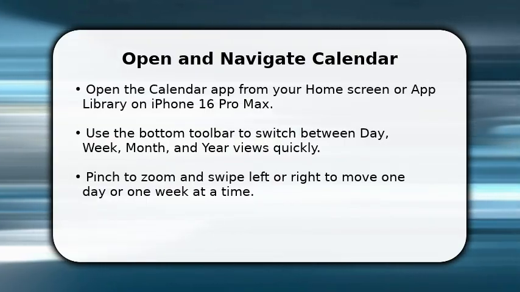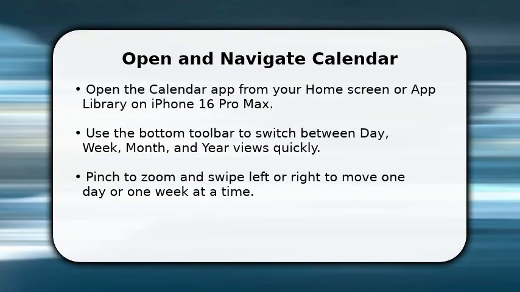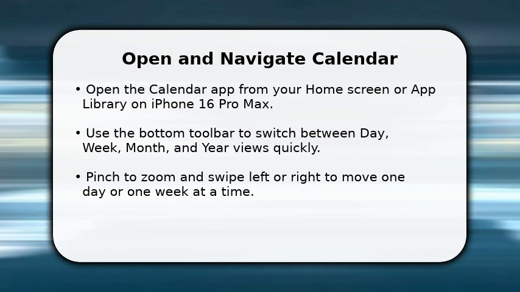Tap the search icon to find events by title, location, or contact. Tap Calendars at the bottom to show or hide specific calendars for focused planning. Tap the plus button to create a new event and enter a title and location.